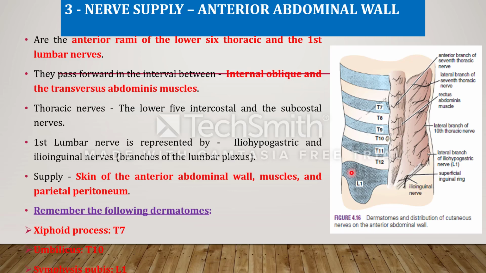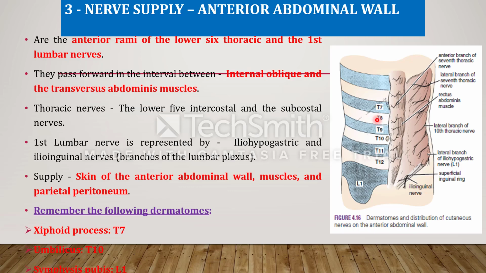Now we have discussed the skin and the superficial fascia. Now we will discuss the nerve supply of the anterior abdominal wall. These are the anterior rami or the ventral rami of the lower 6 thoracic nerves and the first lumbar nerve. The lower 6 thoracic nerves are T7, T8, T9, T10, T11 and T12, and the first lumbar nerve. These nerves are present in the interval between the internal oblique muscle and the transversus abdominis muscle. These thoracic nerves are the lower 5 intercostal nerves, and T12 is the subcostal nerve.